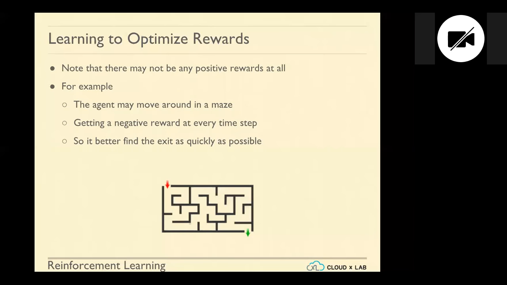So there may not be any positive reward at all. For example, the agent may move around in a maze, getting a negative reward at every time step. So it's better to find the exit as quickly as possible. Here, there is no positive reward. It's only the negative reward at every step. The more time it spends, the more number of steps it takes, the more negative reward it will get.